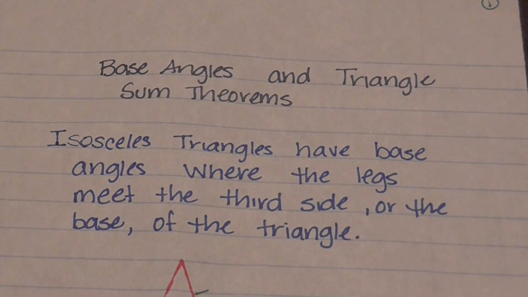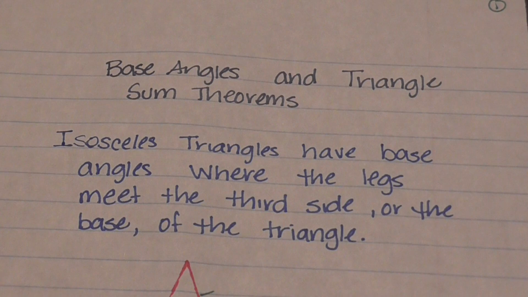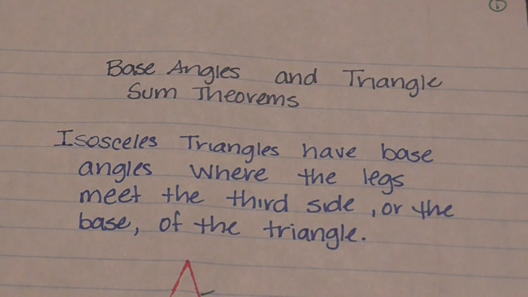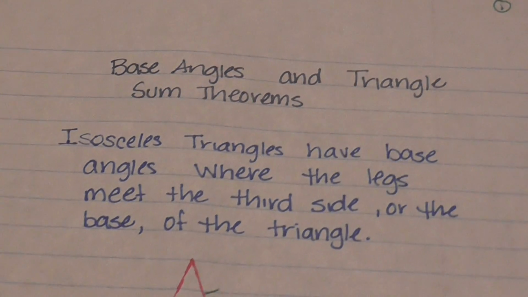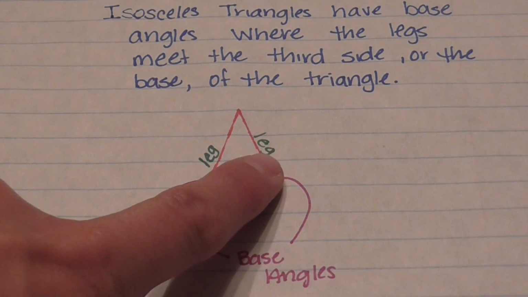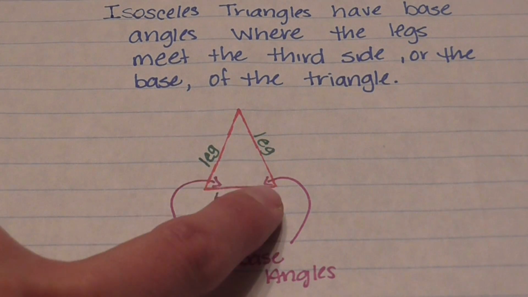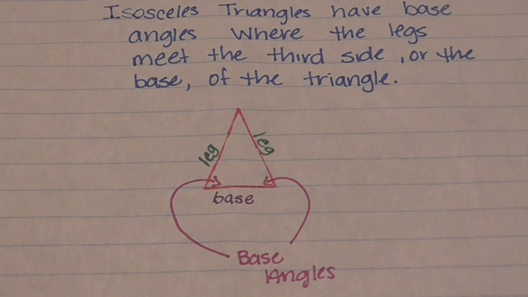So we have two theorems to learn about tonight, base angles and triangle sum theorems. So first of all, isosceles triangles have base angles where the legs meet the third side, also known as the base of the triangle. So in an isosceles triangle, where these two are the legs and that's your base, the angles are what's between the leg and the base.